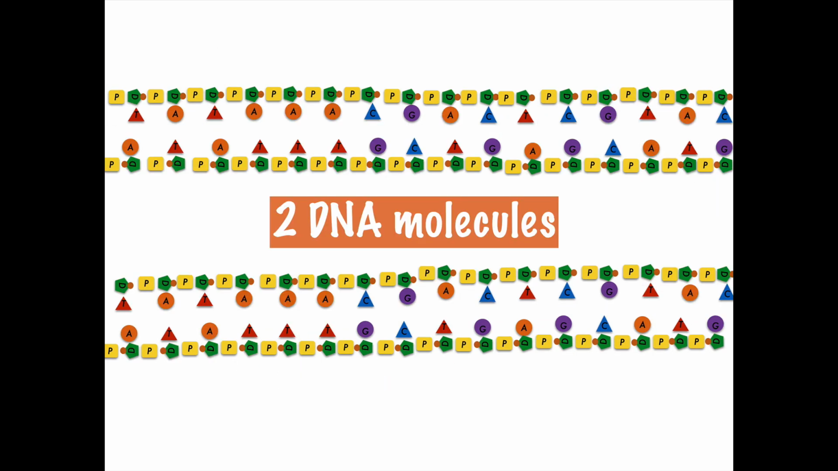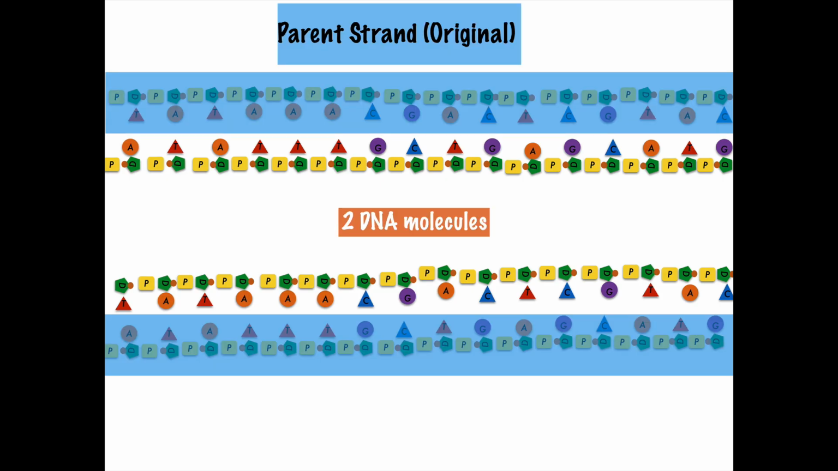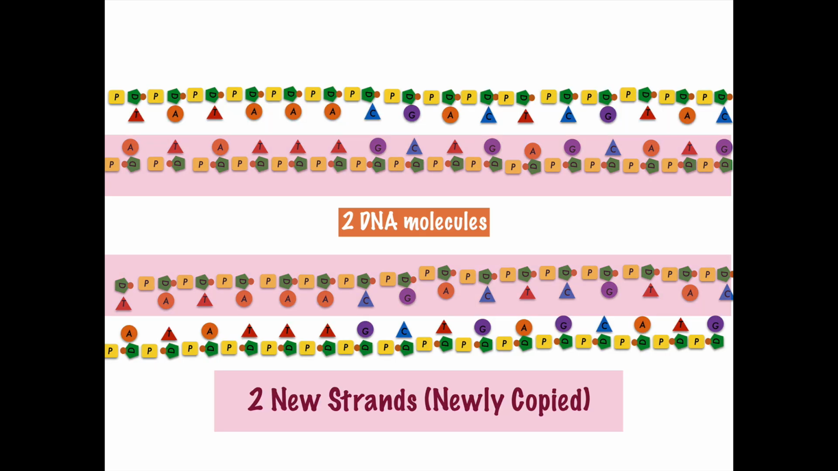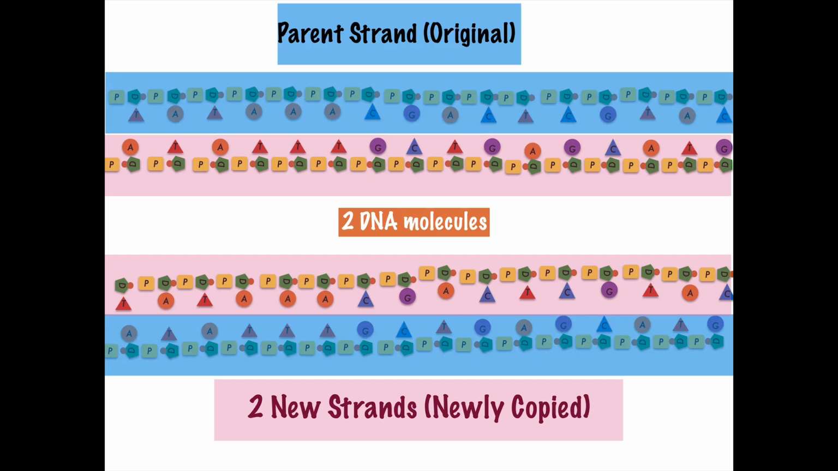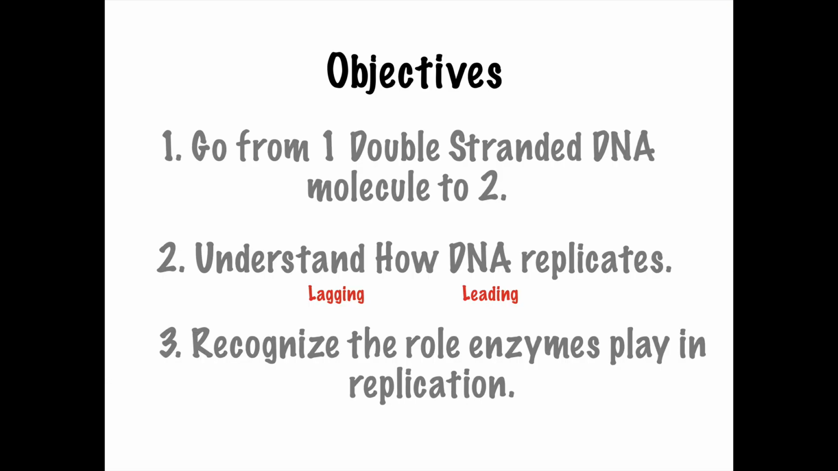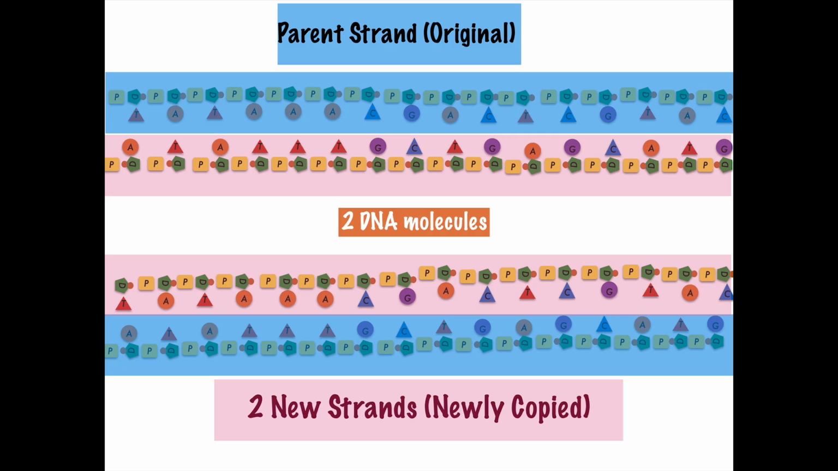So you end up with two brand new DNA molecules that will then become a brand new cell, each on their own. And if you consider both of these new molecules, each of them has part of the parent strand, the original strand, and then the other half is the newly copied DNA bases. This is what we call semi-conservative replication, where each of them has half original and half new. That is semi-conservative replication.